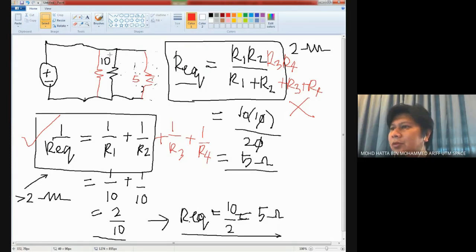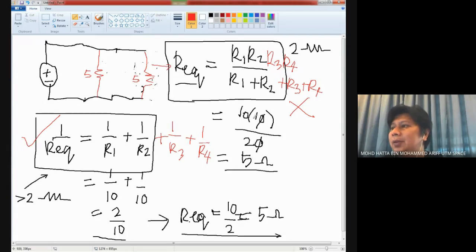This one also is not here anymore. And the resistor over here, the value should be 5, since we have two resistors of 10 ohm connected in parallel. So now you have only two branches, then you can use this equation.